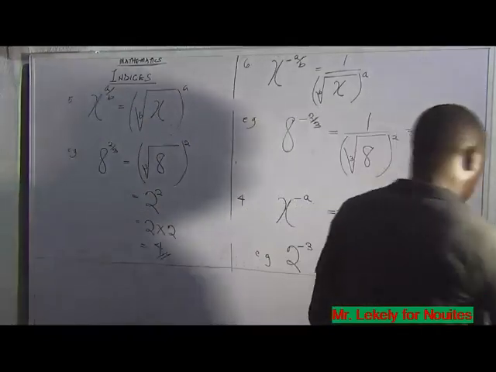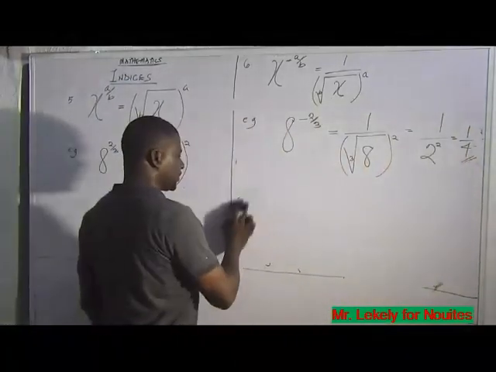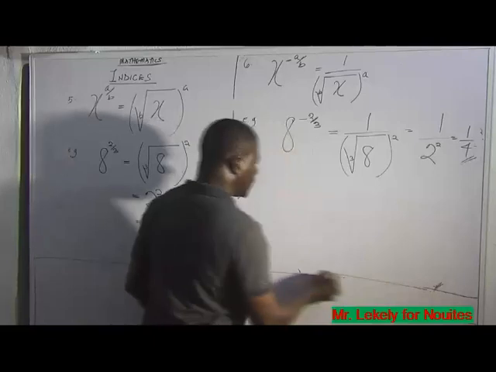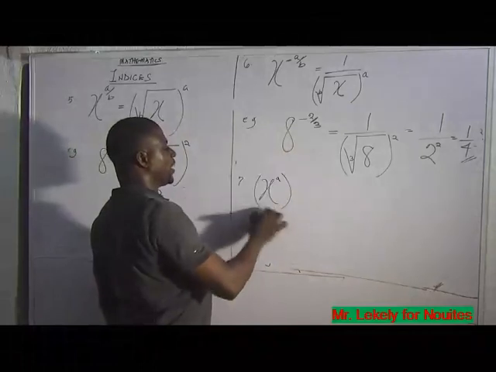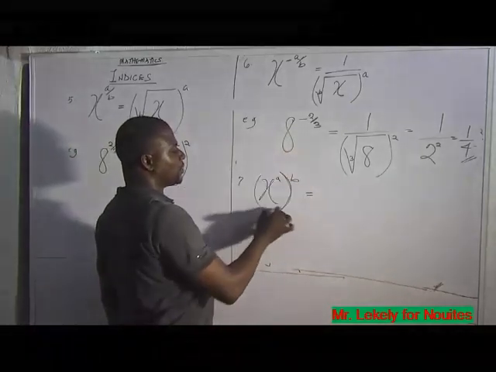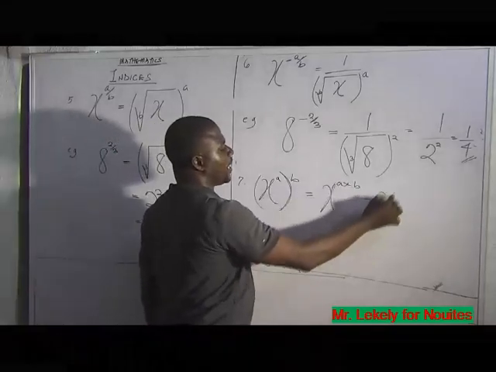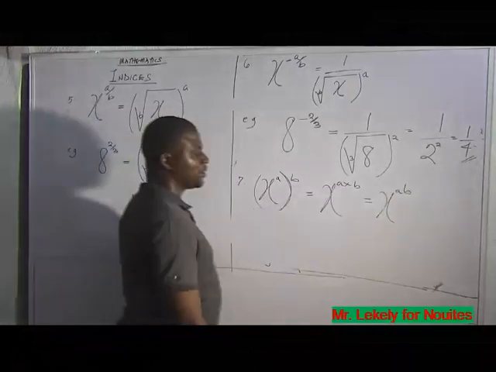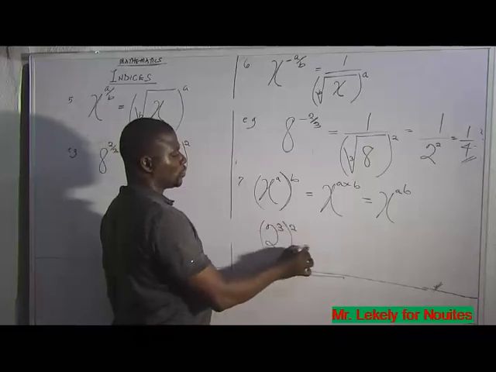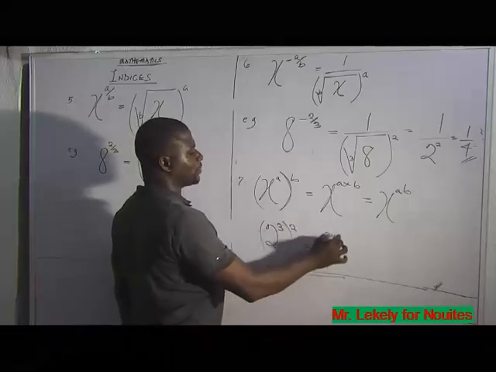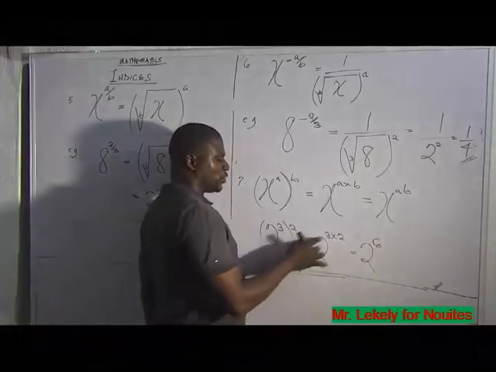And the last law, but not the least, because there are 7 basic laws of indices. The last one is if you have x raised to power a into bracket b, the bracket will change to times. So you are going to have x raised to power a times b, that is x^ab. So if I have 2 raised to power 3 into bracket 2, it will become 2 raised to power 3 times 2, and that becomes 2 raised to power 6.